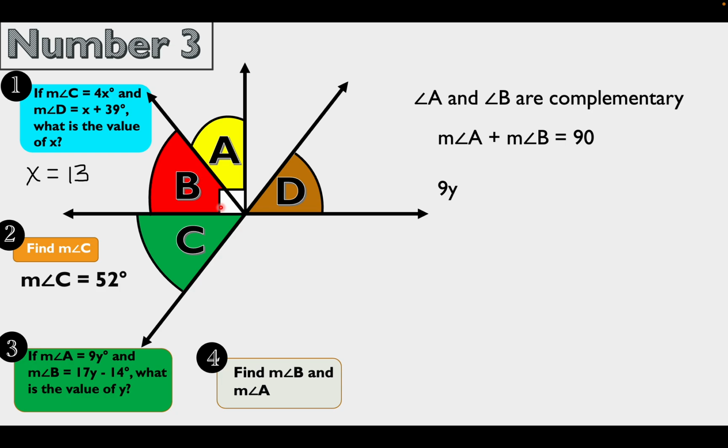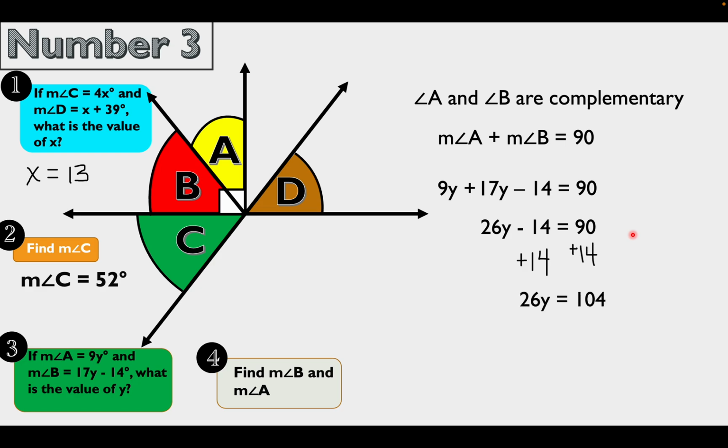So let's take our angle A, 9y, add it with angle B, 17y minus 14, and set it equal to 90 degrees. Combine our like terms: 9y and 17y would leave us with 26y minus 14 equals 90. To get y by itself, we've got to move that 14, do the opposite, add it to the other side. We get 26y equals 104. Divide by 26 on both sides, and we get y equals 4.